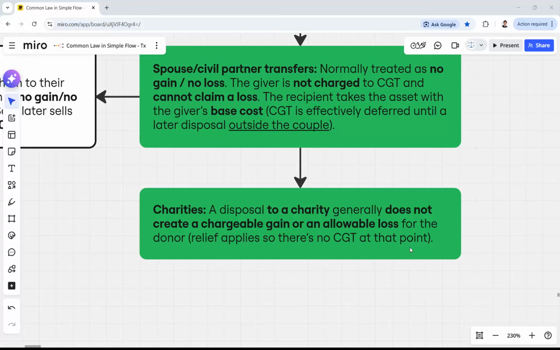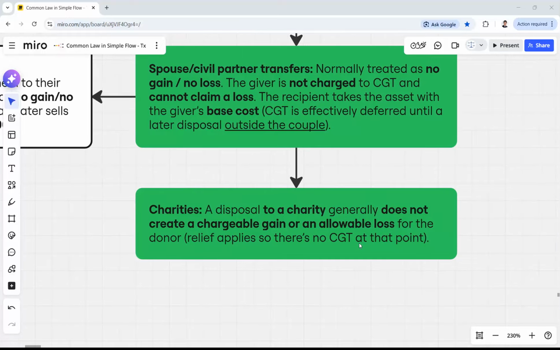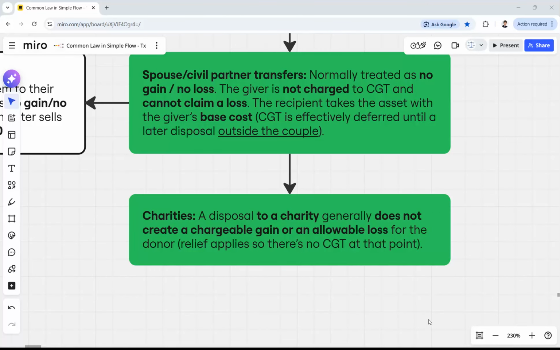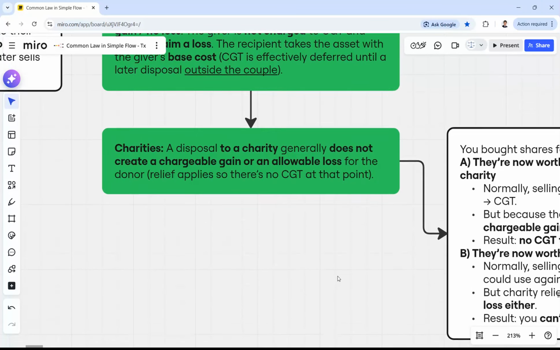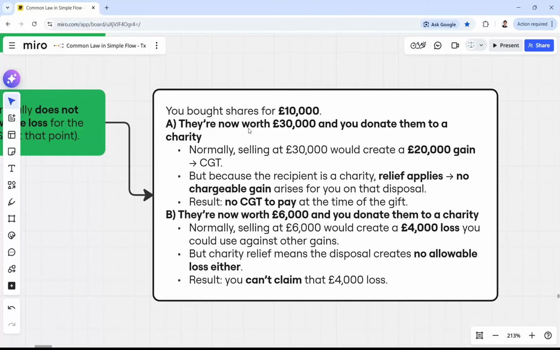Charities. A disposal to a charity generally does not create a chargeable gain or an allowable loss for the donor. Relief applies, so there is no CGT at that point. So when it comes to charities, there is no capital gain or capital loss. Let's say you bought shares for £10,000. They are now worth £30,000, and you donate them to a charity. Normally selling at £30,000 would create a £20,000 gain, CGT. But because the recipient is a charity, relief applies, so no chargeable gain arises for you on that disposal. Result: no CGT to pay at the time of the gift.